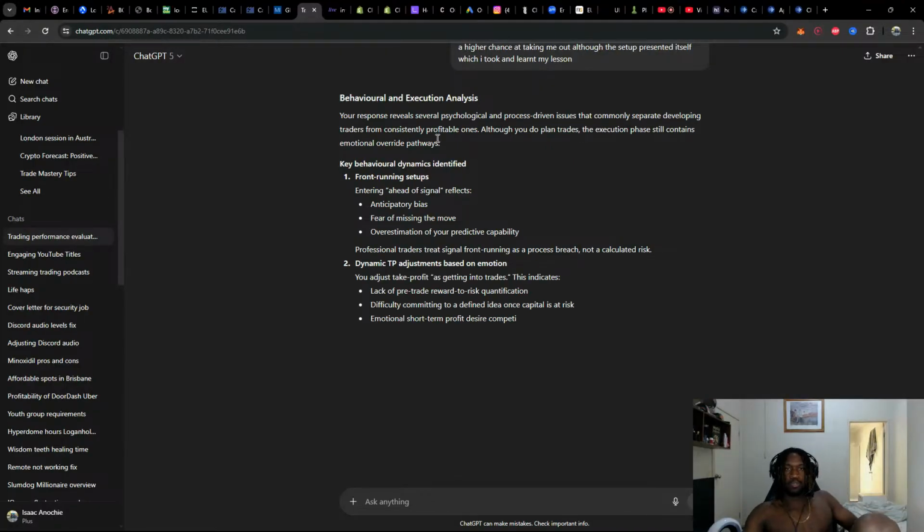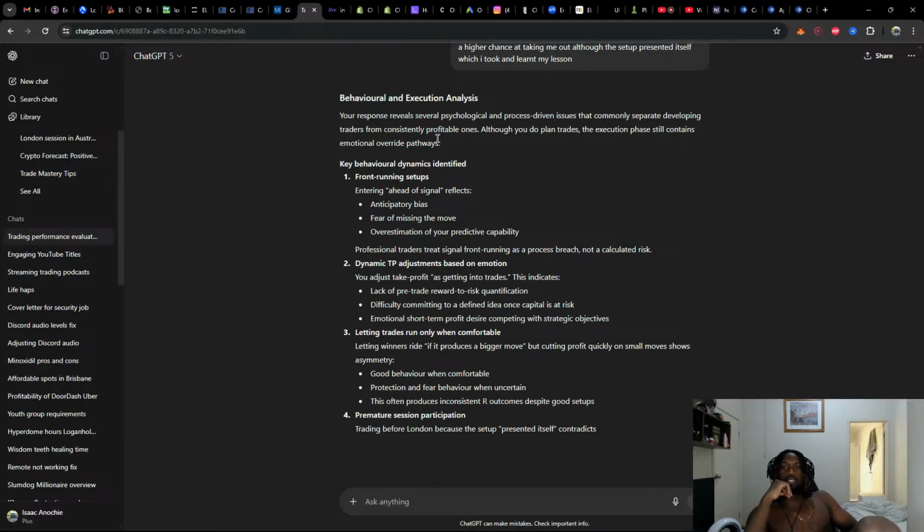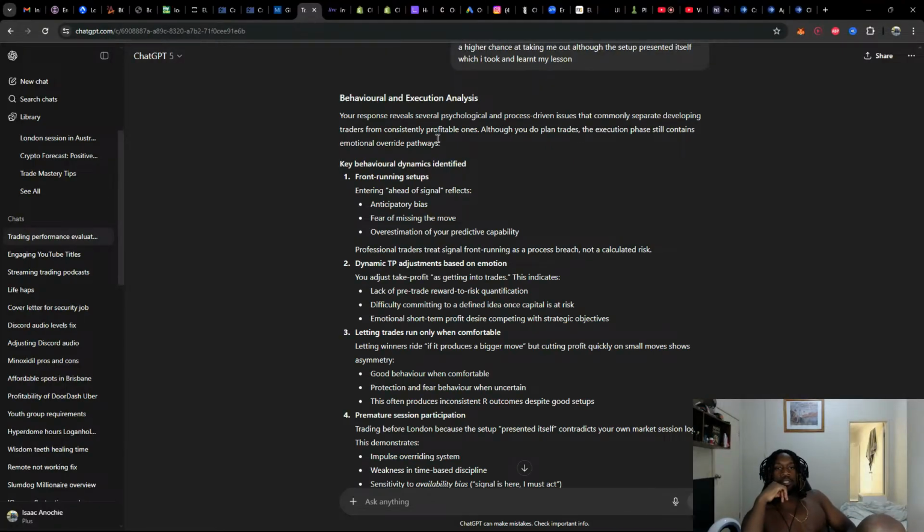So your response reveals several psychological and process-driven issues that commonly separate developing traders from consistent profitable ones. Although you do plan trades, the execution phase still contains emotional override pathways. Key behavior dynamics identified: front-running setups, entering ahead of signal reflects anticipatory bias, fear of missing the move. Professional traders treat signal front-running as a process breach, not a calculated risk. Dynamic TP adjustments based on emotion. You adjust take profit as you get into trades.